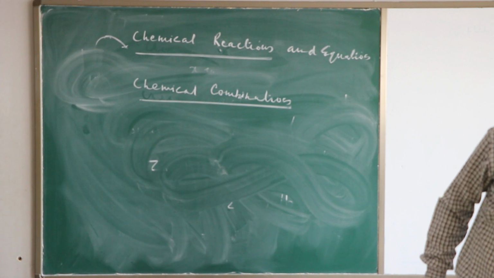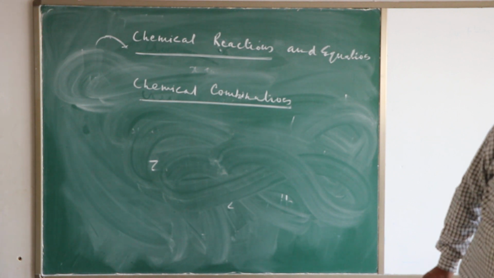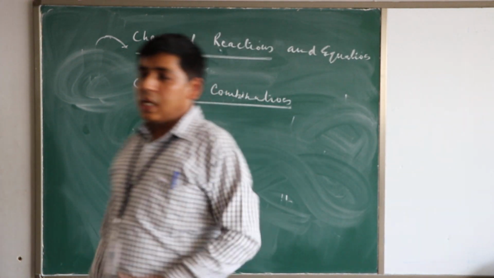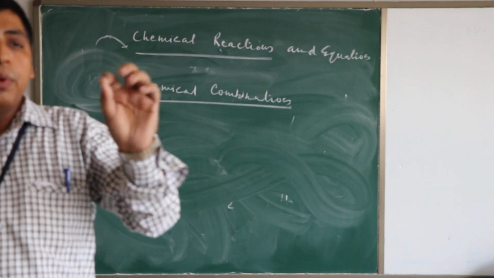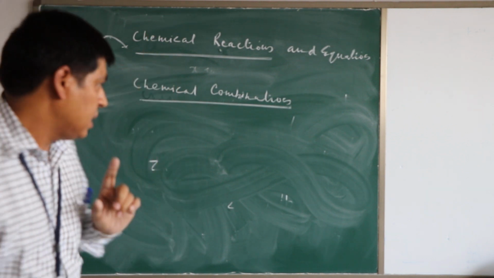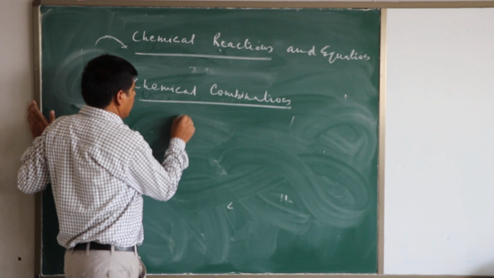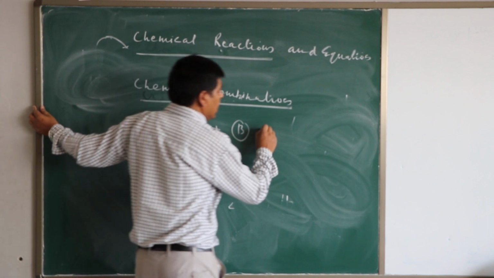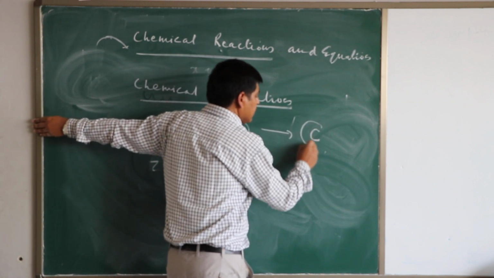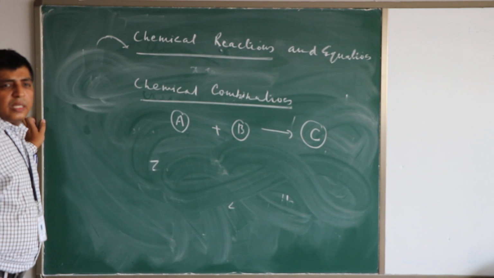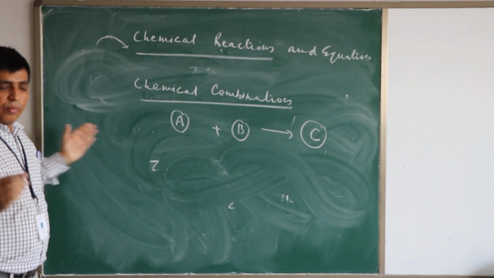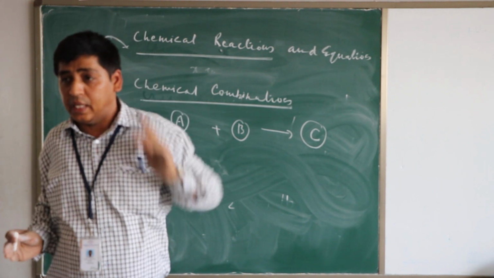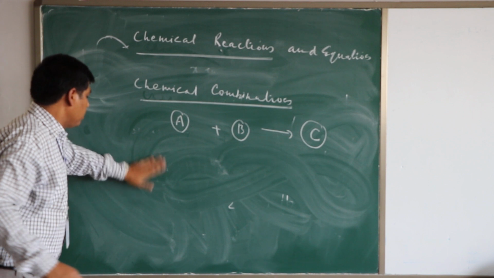By the name, what is a chemical combination reaction? When two or more substances combine together to give a single substance. Suppose you take one reactant A and another reactant B, then you get one compound C. This is called a combination reaction. When two or more chemical substances combine together to form a single substance. For example, I am giving you here.